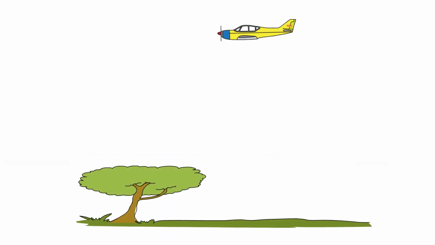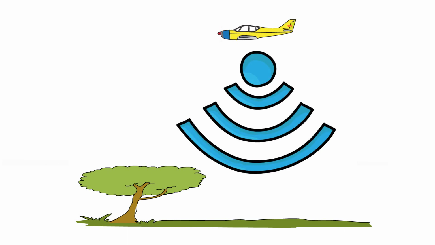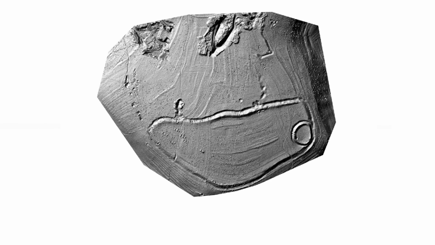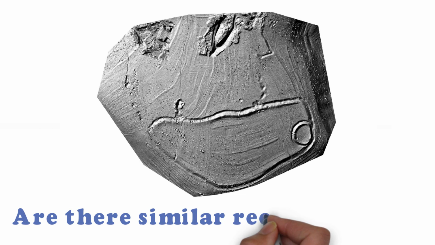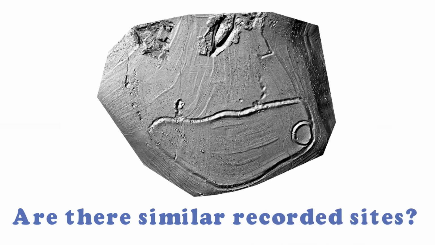LiDAR, or light detection and ranging, uses thermal sensing from the air to produce highly detailed three-dimensional images to locate archaeology that is buried or covered with thick vegetation. The different shapes of buried structures can possibly be identified by comparing images to similar known archaeological sites.